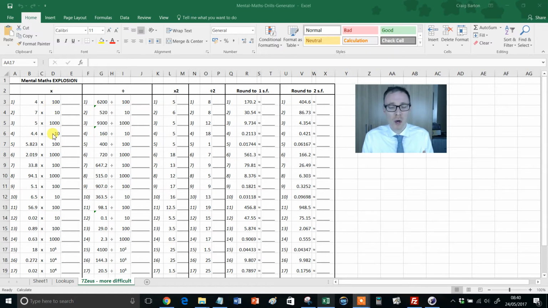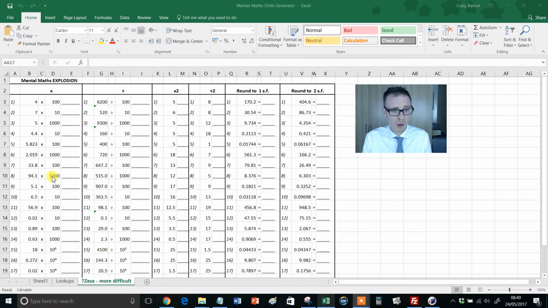Now, I'm not going to go into the full details of the logic behind drills, the rationale behind them. You can read that in the blog post, but we can get a sense of it here, right? So this column is all about multiplying. It's a single skill, and it's all about multiplying by powers of 10. So you get hundreds, tens, thousands.